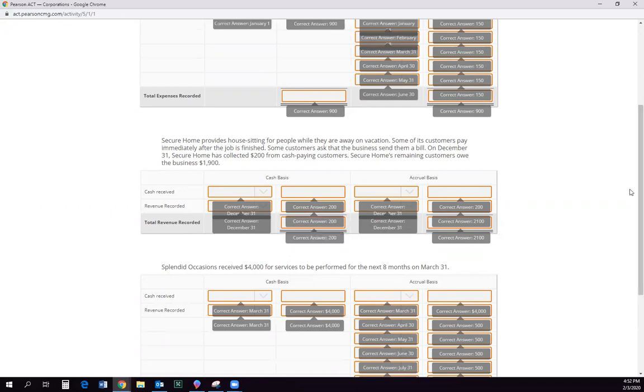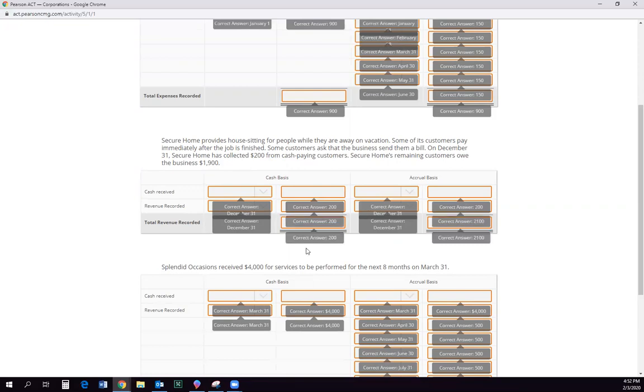In an accrual basis, though, we're going to show that our cash received is $200 on December 31st, and our revenue is also recorded on December 31st, but we're going to record the full amount that was owed to us, which was the 200 we received plus the additional 1,900 owed to us, or $2,100. So our answer is 2,100 in revenue recorded. Our total revenue will be 2,100 under accrual, but only 200 under cash.